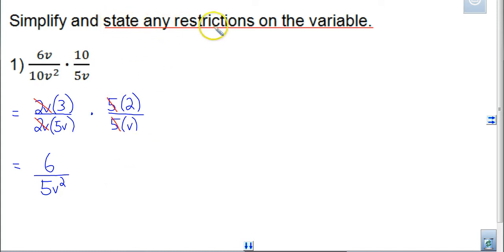Now, we also want to state any restrictions on the variable, and remember this will be values of the variable that would make the denominator equal to 0. In the final answer, we can see that if v is 0, that would make the denominator 0, so we don't want that to happen. Make sure that you check all of your steps, and also all of the denominators. Having v as 0 here would make this denominator 0. Same thing over here, but I don't see any other values that would make the denominator 0, so that is the only restriction that I have.